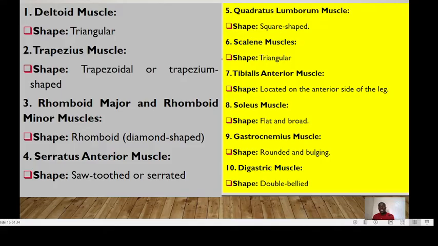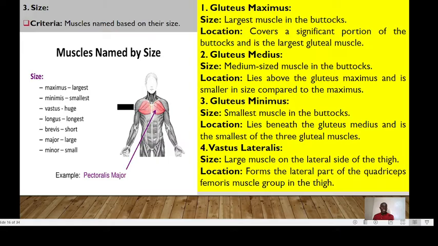This is located on the anterior side of the leg. Soleus. This is flat and broad. Gastrocnemius muscle. This is rounded and bulging, while the digastric muscle, this is a double-bellied muscle. All right. The third criteria is the size, and here muscles are named based on their size.